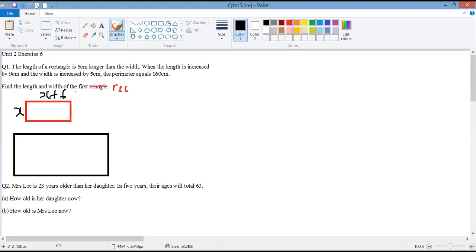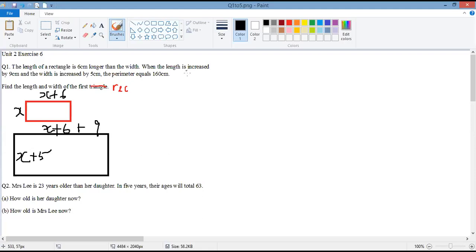rectangle. And look at the second sentence. When the length is increased by 9 cm, so this is the length. When the length is increased by 9 cm, so here the length will become x plus 6 plus 9, because from here it is x plus 6. So when the length is increased by 9 cm, you plus 9. And the width is increased by 5 cm. So your width here will become x plus 5.